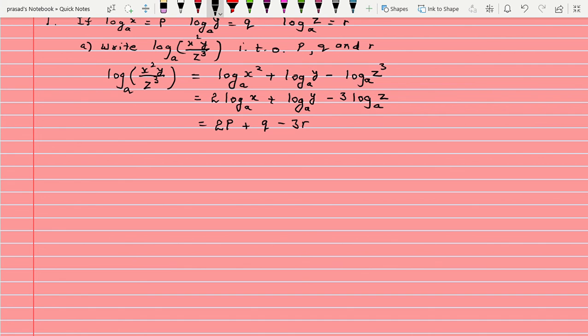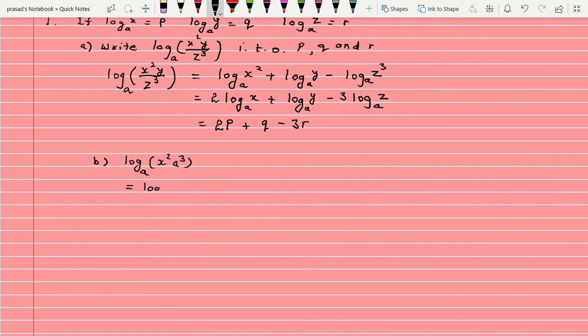Now b, write log of x square into a cube to base a. So first use the laws of logarithm.